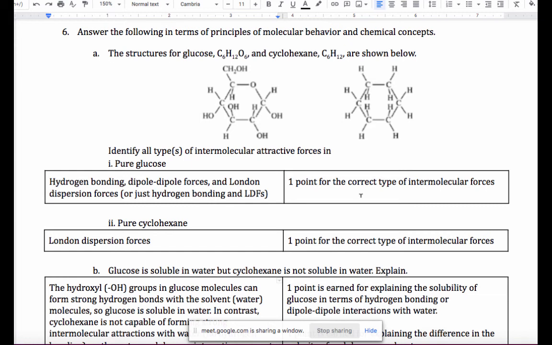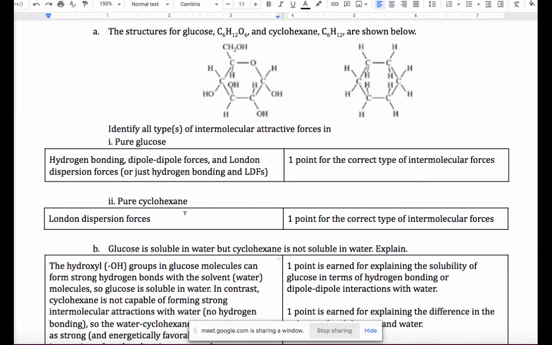So glucose, everything has dispersion forces. But if you notice how glucose is bonded, you have these OH groups. When you have hydrogen covalently bonded to N, O, or F, it has the potential to form multiple bonds with other molecules. So glucose is able to have dispersion forces, dipole-dipole forces, and hydrogen bonding. Or if you just said hydrogen bonding and LDFs, that's fine as well. But remember that hydrogen bonding is just a special type of dipole-dipole force.